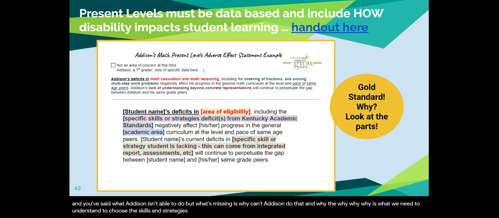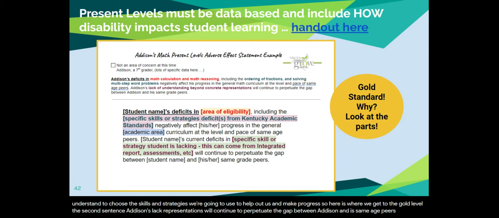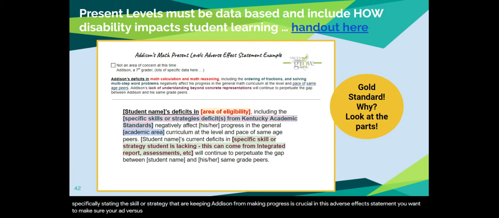So here is where we get to the gold level. The second sentence, Addison's lack of understanding beyond concrete representations will continue to perpetuate the gap between Addison and his same age peers. So specifically stating the skill or strategy that are keeping Addison from making progress is crucial in this adverse effect statement. You want to make sure your adverse effect statement is that bow at the top of the present levels, right? It makes the whole present levels make sense.